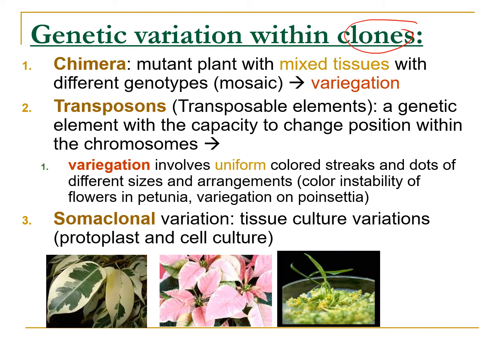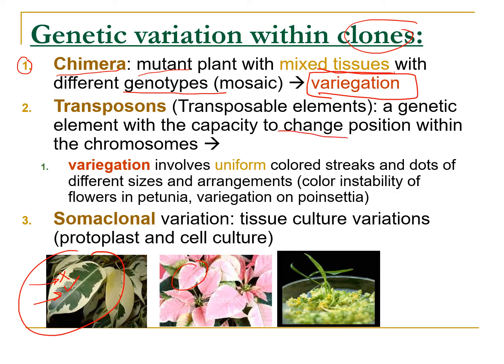Chimeras represent a fascinating type of genetic variation featuring mixed tissues with distinct genotypes. This phenomenon can result in plants exhibiting multiple colors or traits, contributing to their uniqueness. Transposons, genetic elements capable of shifting positions within chromosomes, contribute to variations. They can induce unstable traits, such as color changes in flowers or leaves, highlighting the dynamic nature of plant genetics.